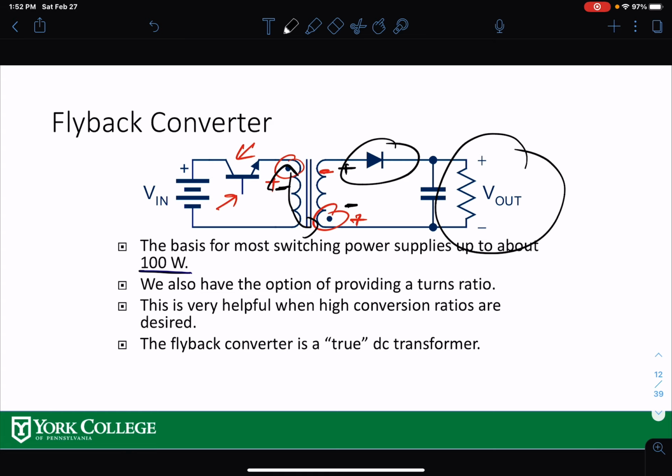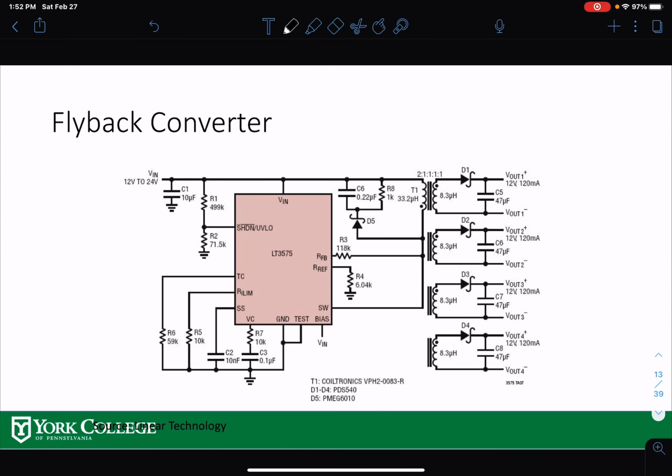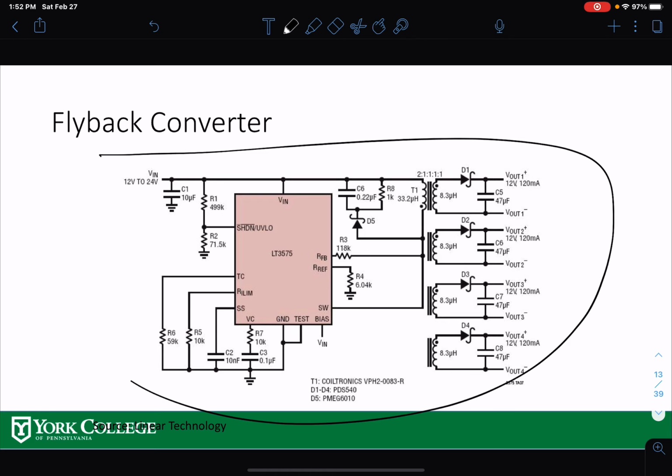It's basically a buck boost converter. We fixed our polarity and also added insulation between input and output. So this is one of the circuits out there, all right? This is one of the flyback converters from Linear Technology.